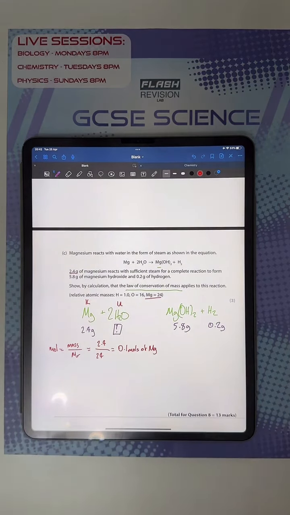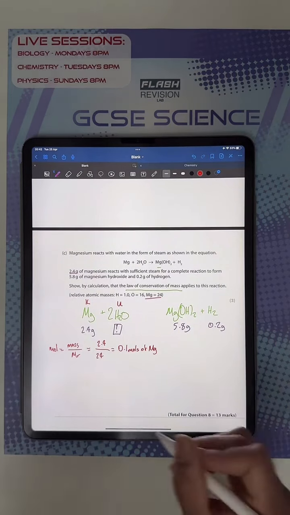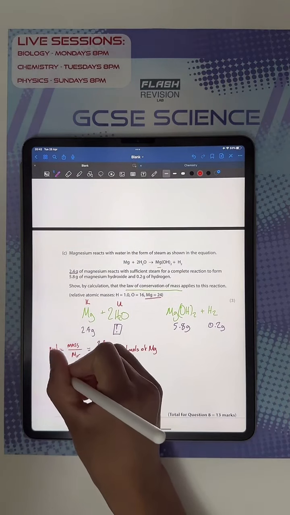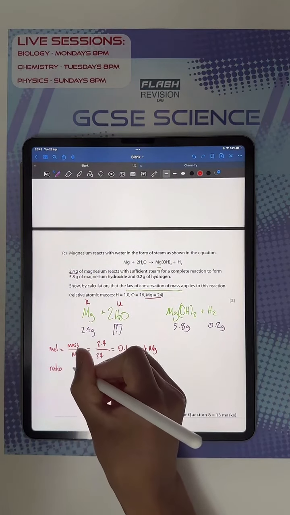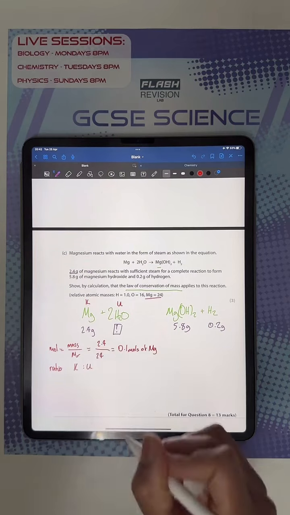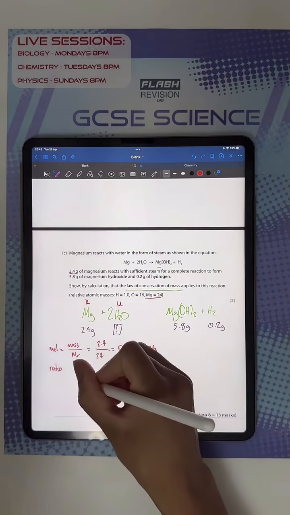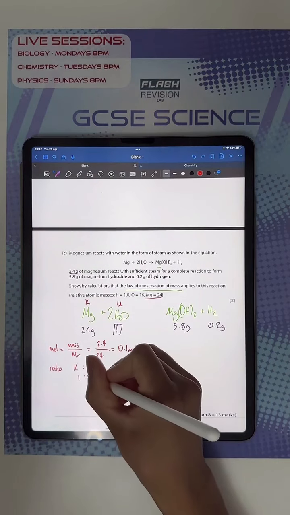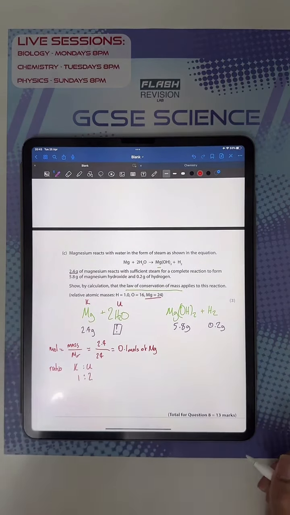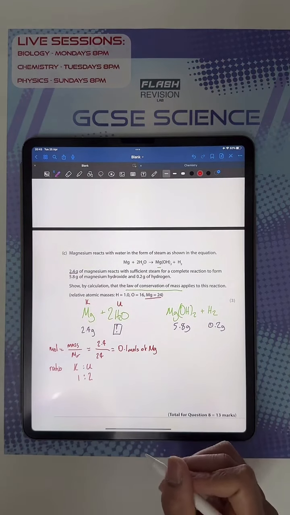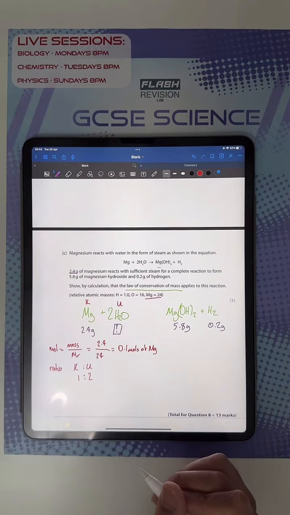Okay, now we need to do our second step, which is the ratio. What's the ratio we have here? The known to the unknown. What's the ratio we have? 1:2, not 2:1. So in your exam, make sure you write down 1:2, not 2:1. 1 to 2, so that means we need to times this by 2. Yes, I'm hearing the right answers.